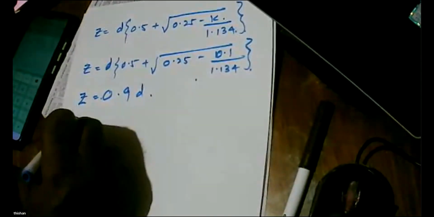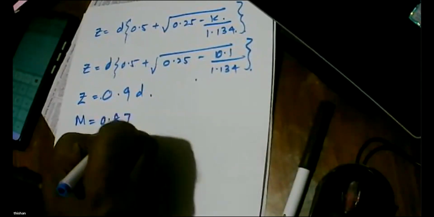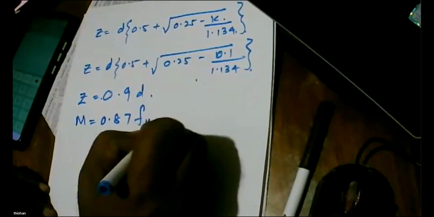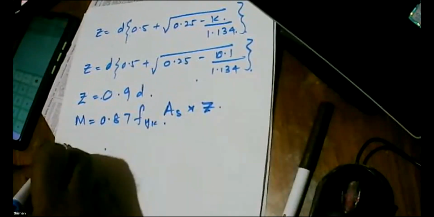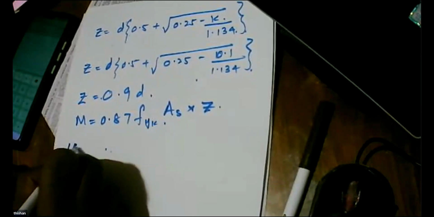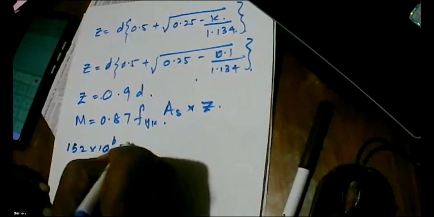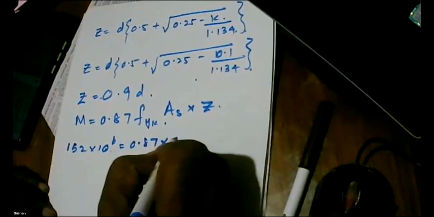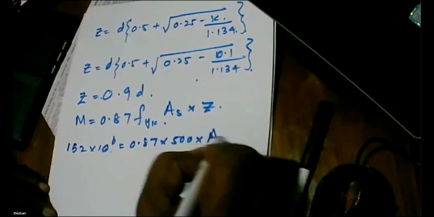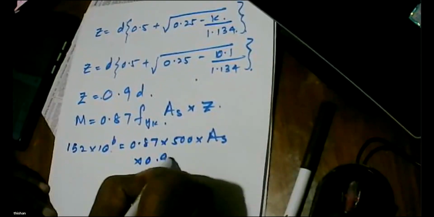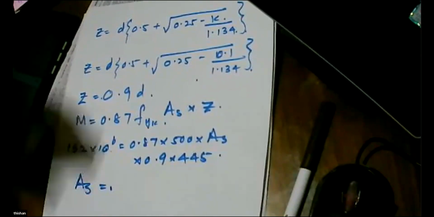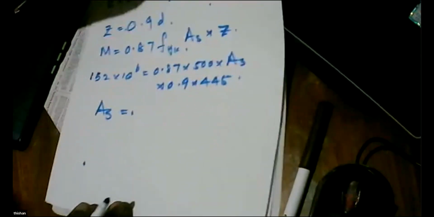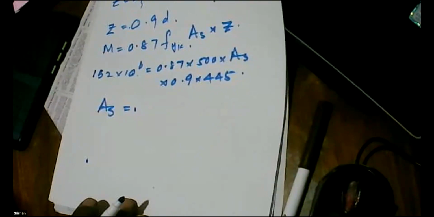Now M is equal to 0.87 f_yk times area of steel multiplied by Z. So the answer is 152 into 10 to the power 6 equals 0.87 into 500 into As multiplied by 0.9 into 445. The only unknown is As, so straight away you can find it. What is the answer, Bandhu? One minute.